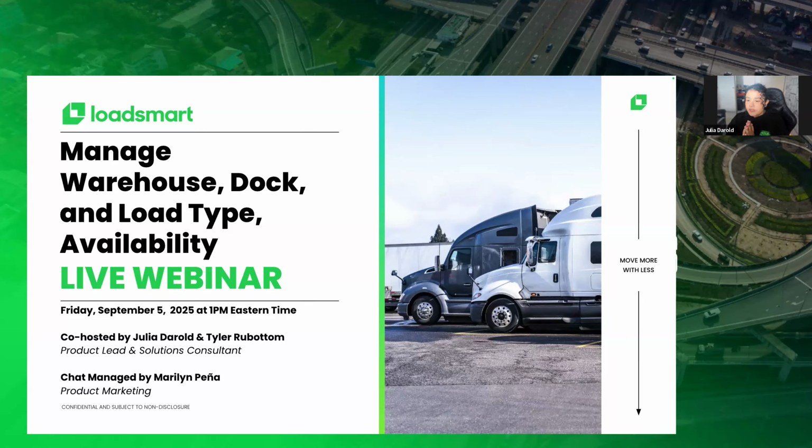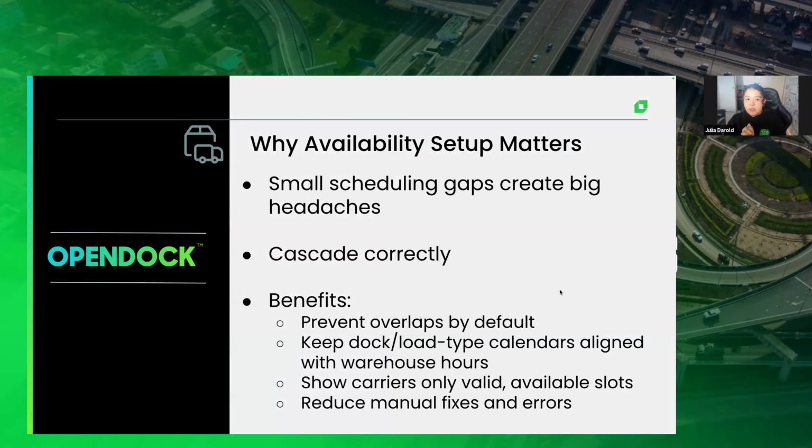Now, getting started, and Marilyn, can you switch over to the next slide? We're starting with why the availability setup matters so much. The way that I like to think about it is that Opendock's availability setting has four different layers. The first layer is your warehouse operating hours, the broader one. The second layer is your dock schedules or your dock operating hours. The third layer is your load type availability. And those are all preset, obviously, and part of your settings.